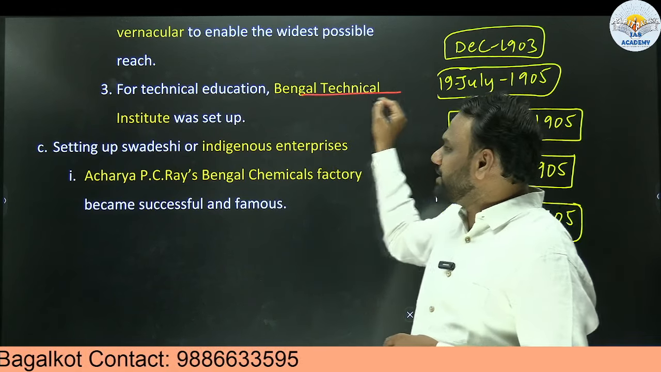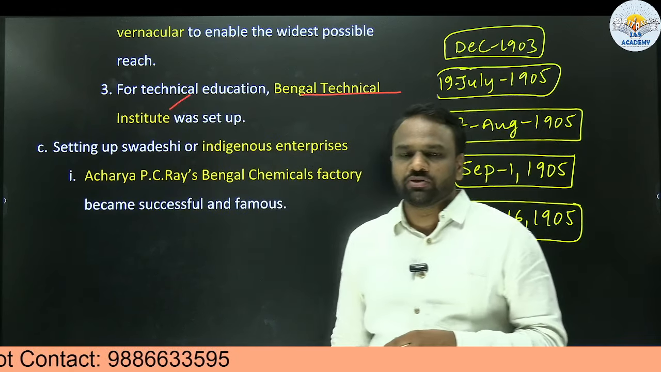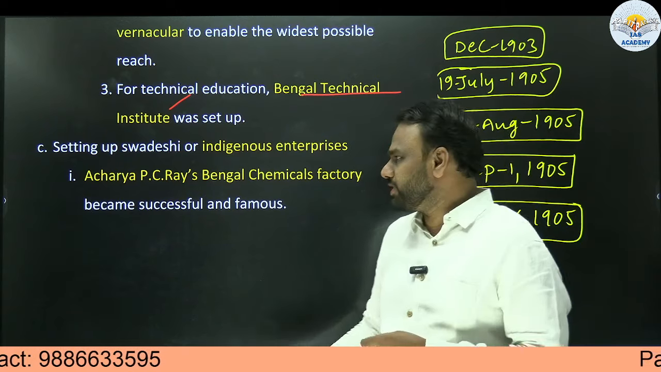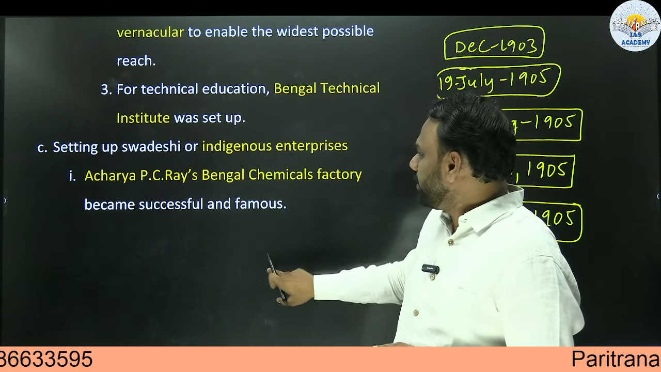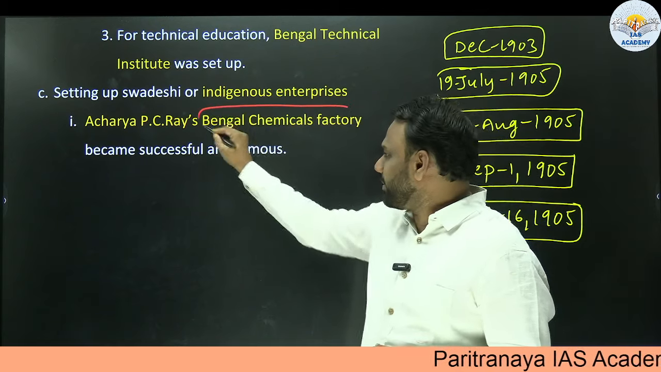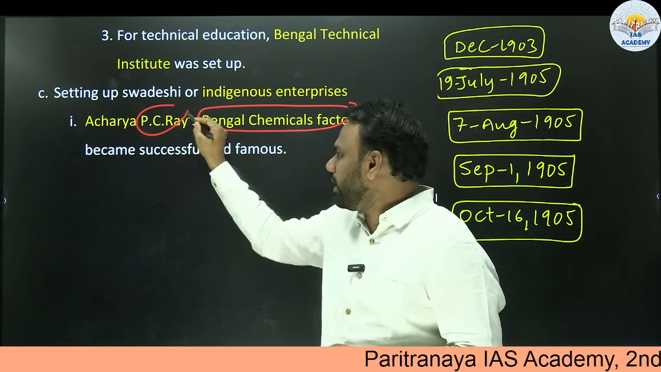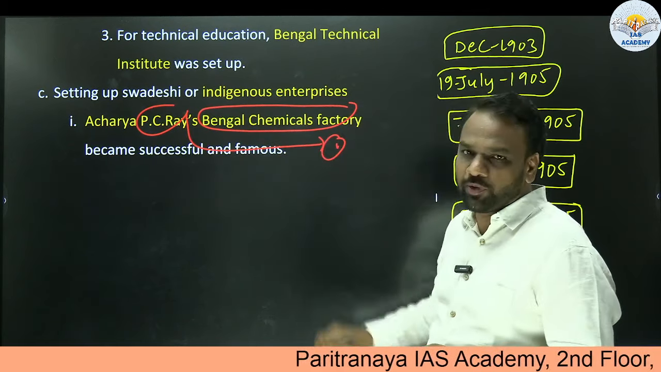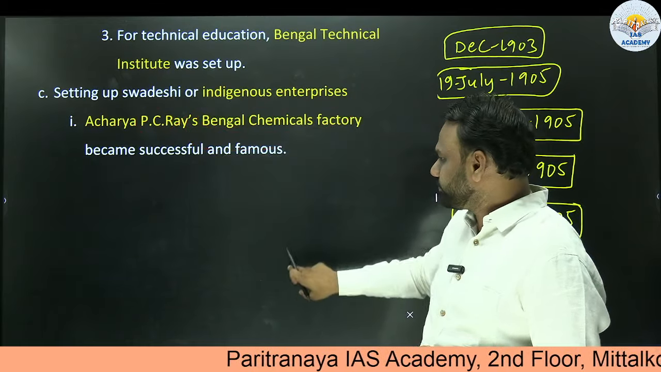Next, technical education. Bengal Technical Institute was set up. So again, an important point. Bengal Technical Institute was set up as part of Swadeshi movement. Next, indigenous enterprises. This is a very beautiful example to quote. Bengal Chemicals Factory was started by Acharya P.C. Rai. Again, another important point to note.